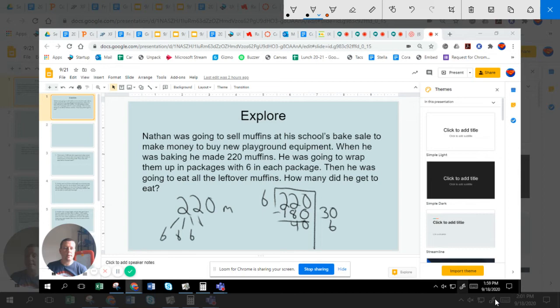And that would be 6, because 6 times 6 is 36. When I subtract, I have 4 left. Last week we worked on this. And really, even before then, anytime I get this down to less than what I'm dividing by, I'm done. I can't make another whole group. So over here, I've made 36 groups.